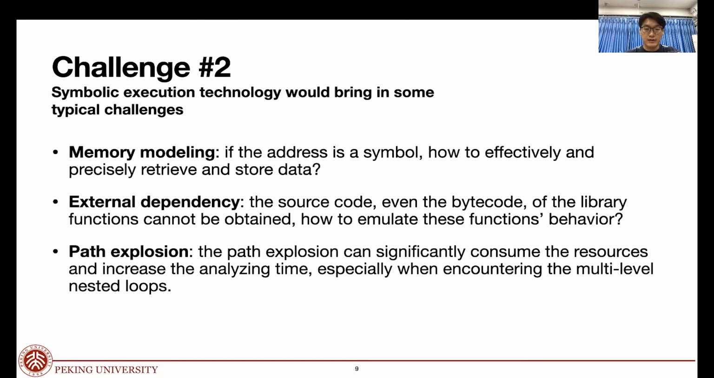Secondly, symbolic execution has some inherent challenges, including memory modeling, external dependency, and path explosion. Specifically, if the address is a symbol, how to effectively and precisely retrieve and store data? Moreover, the source code, even the bytecode, of the library function cannot be obtained. How to emulate this function's behavior? Last, path explosion can significantly consume resources and increase the analyzing time, especially when encountering multi-level nested loops. Thus, how to address these challenges is the main focus of our framework.